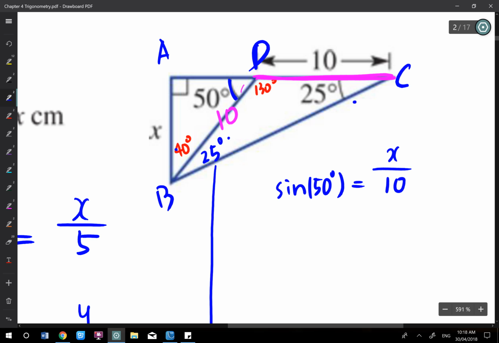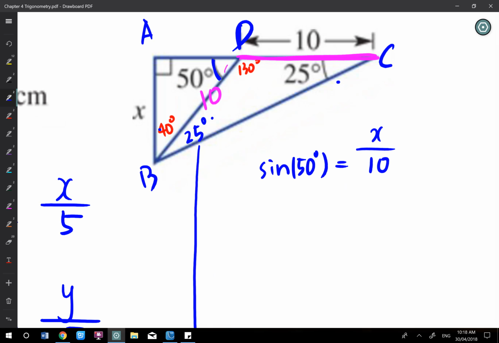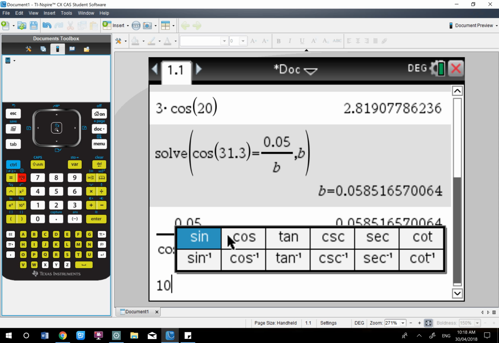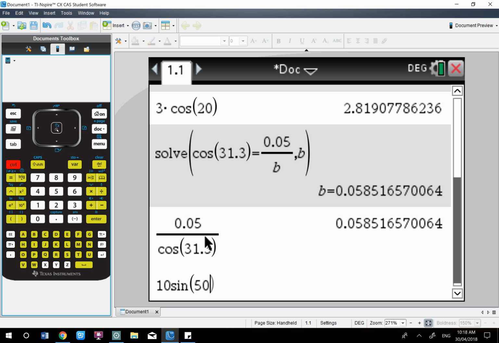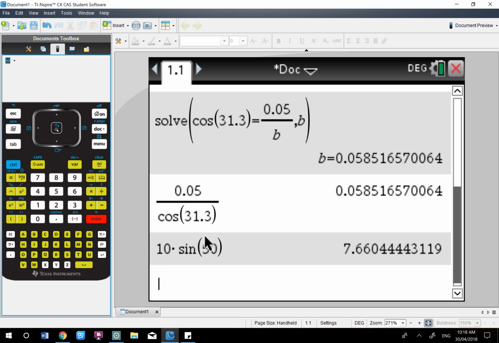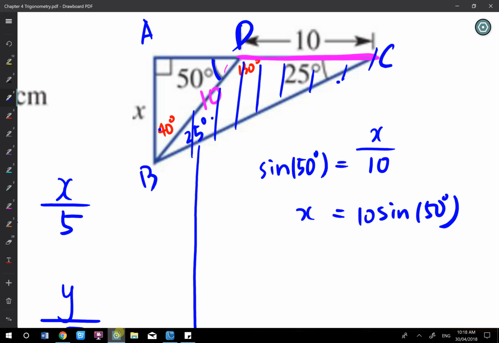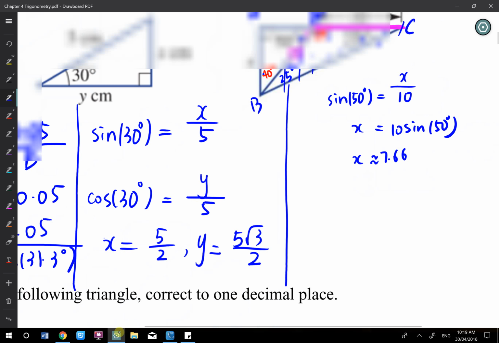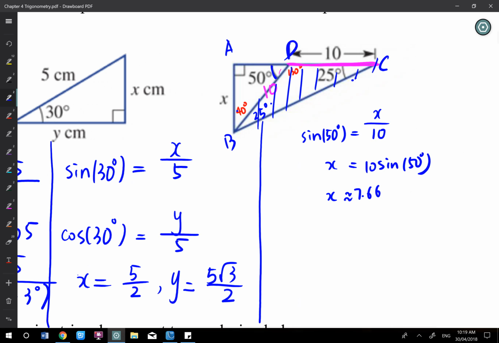Okay, so I have sine 50 equals x over 10. It goes back to a really simple question now. I don't need to see this triangle anymore, it's only the small right angle triangle here. So I have x equals 10 sine 50, and I can put that into the calculator. So 7.66. Okay, that's this question here.